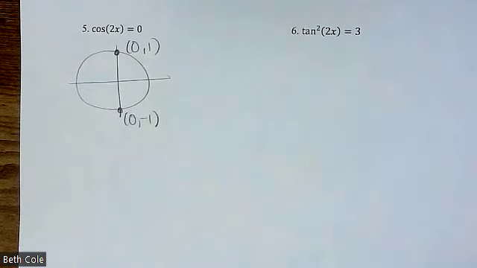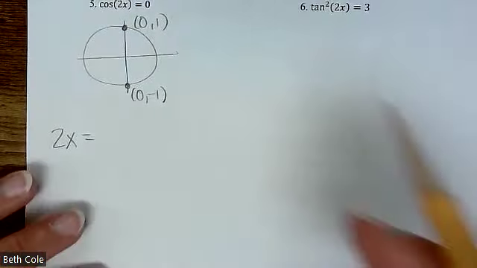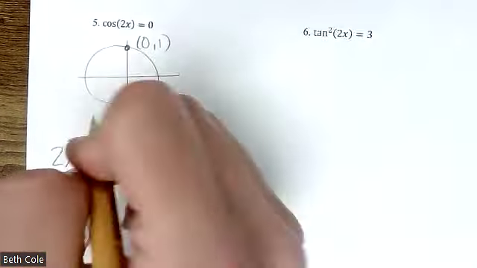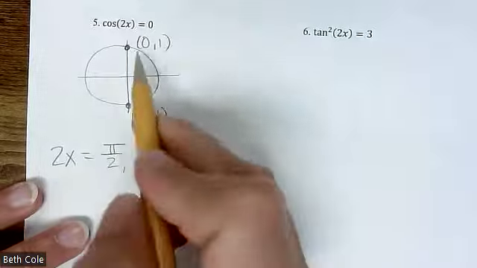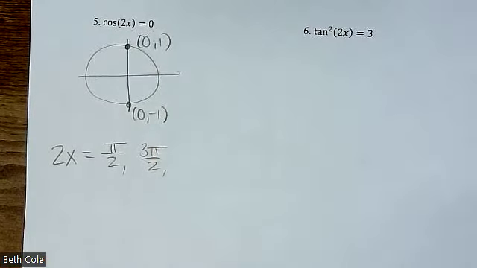How many times are we going around the circle? 2. So 2x equals, all right, here we go on our journey. What's the first one? Pi over 2. And then this one is 3 pi over 2. Now you got to go around again. What's the next one?